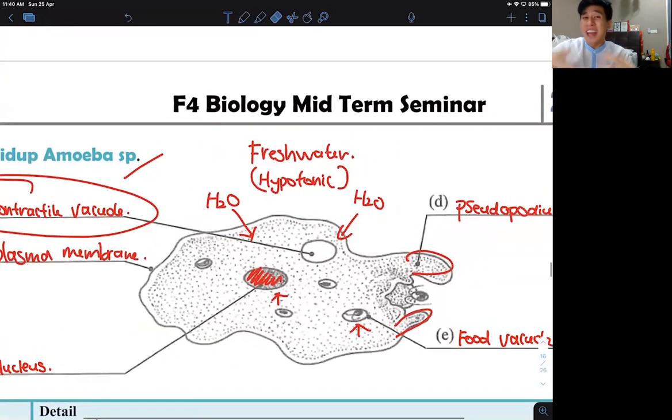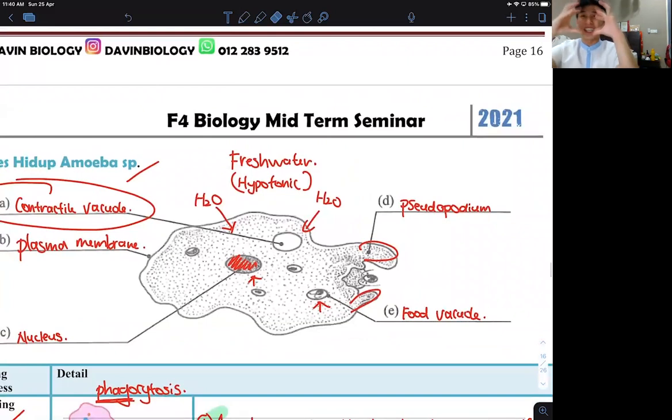So which means there's going to be a lot of excess water. So contractile vacuole, remember, is like your bladder, the organ that stores your urine. When you drink a lot of water, obviously your bladder will expand. When it expands until full already, what happens? You go to the toilet, and then the bladder will contract, shrink, and your pee will come out. So this contractile vacuole is exactly the same.